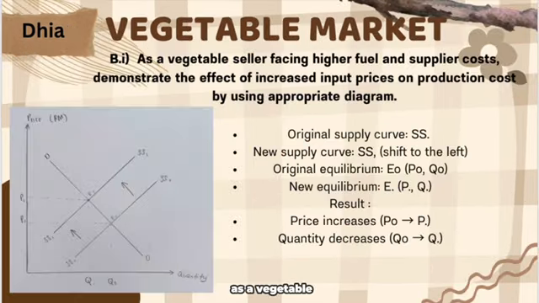As a vegetable seller, I am facing higher fuel costs and a higher supply price. This increases my production costs. When production costs increase, I cannot supply the same quantity at the same price. Therefore, the supply curve shifts to the left from SS0 to SS1 as shown in the diagram.